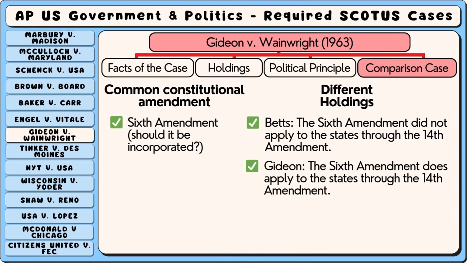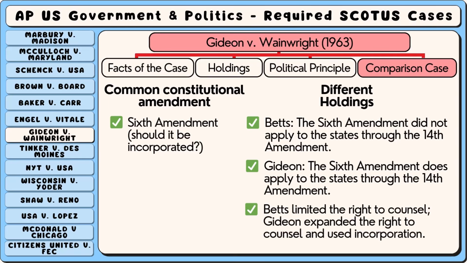The holding in Gideon versus Wainwright was that the right to a lawyer in felony cases is a fundamental right that must be applied to the states through the 14th Amendment. So the holdings are different because Betts versus Brady limited the right to counsel and refused incorporation, while Gideon versus Wainwright expanded the right to counsel and used incorporation to make sure that state governments must protect this right.